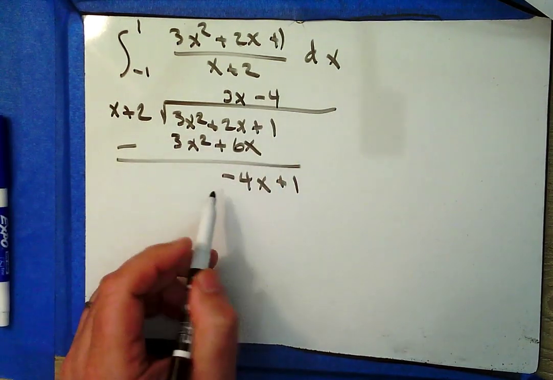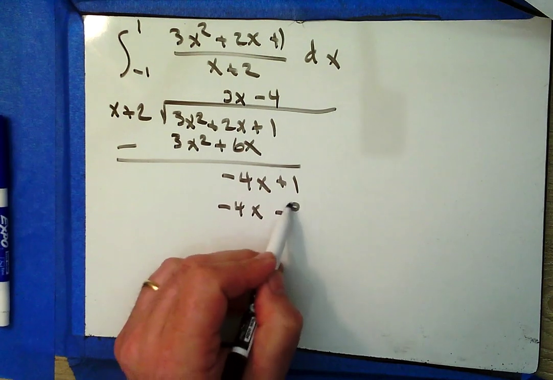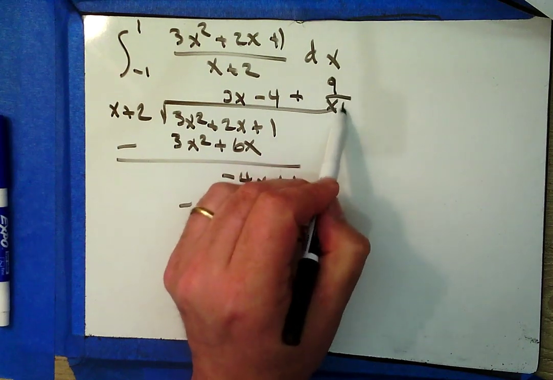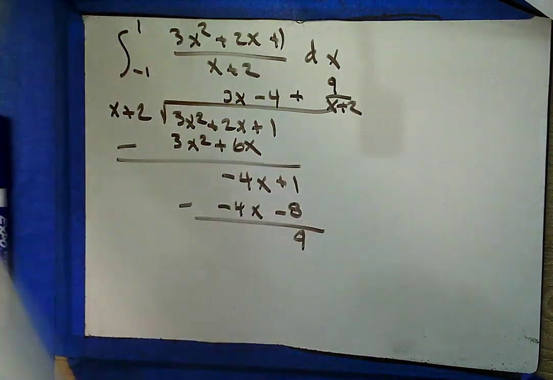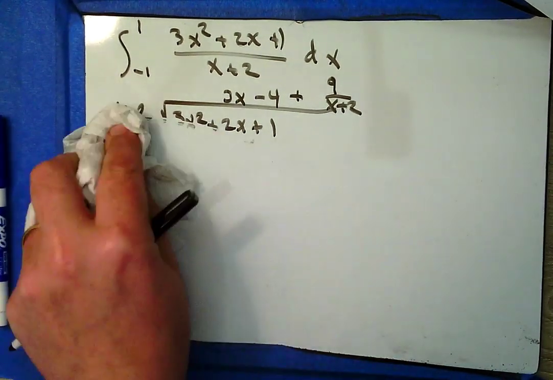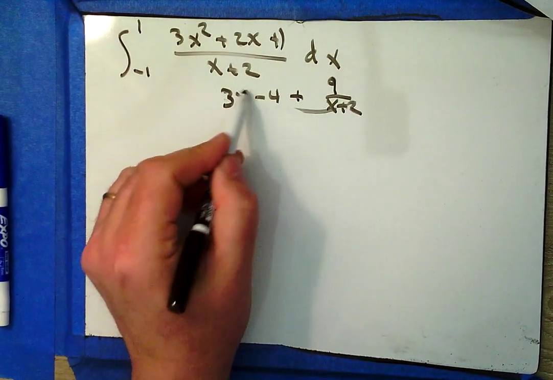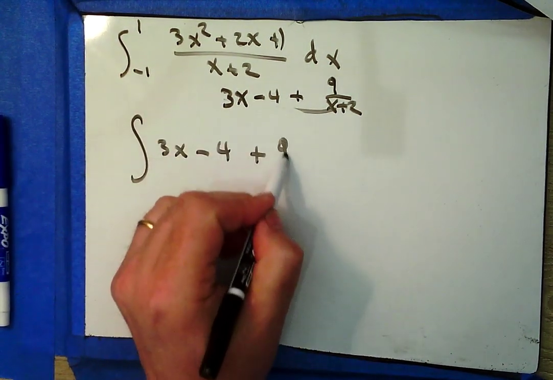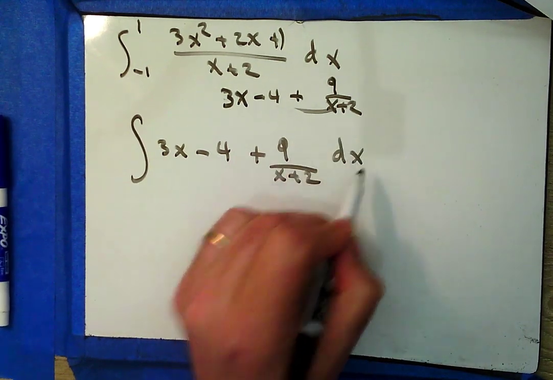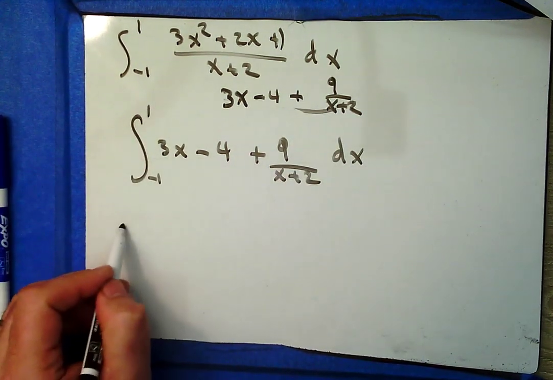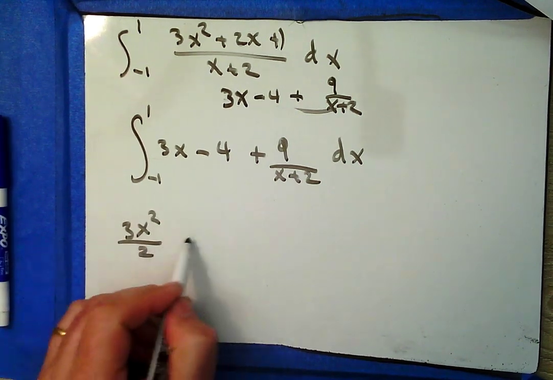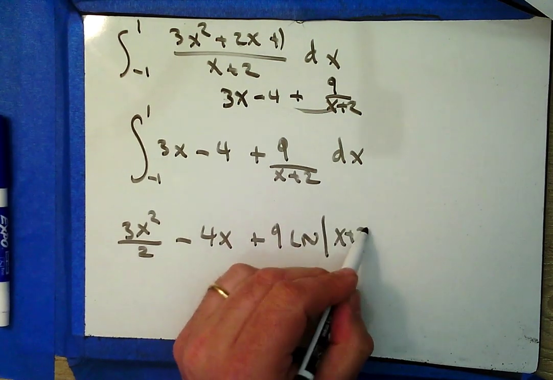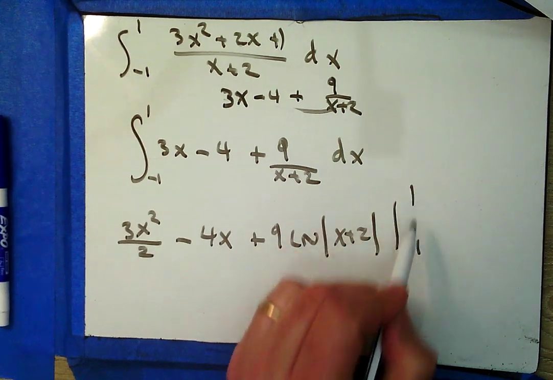That's a -4. -4x minus 8, and subtract. And that's going to be a 9 plus 9 over x plus 2. So then this integral becomes the integral of 3x minus 4 plus 9 over x plus 2 dx from -1 to 1. That'll be 3x squared over 2 minus 4x plus 9 ln x plus 2 from -1 to 1.